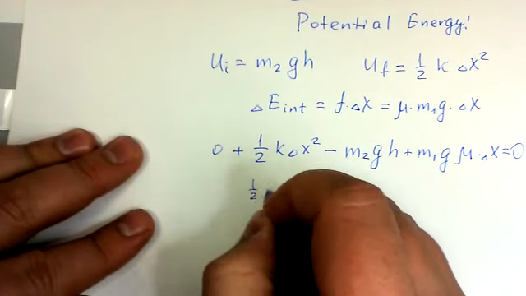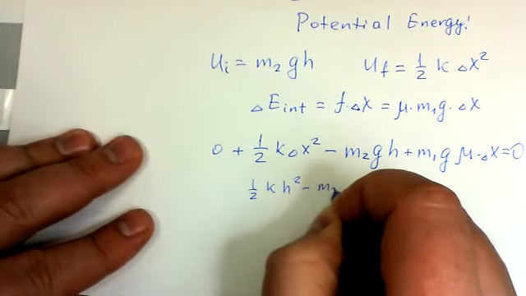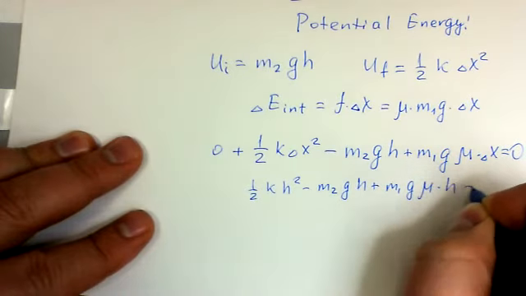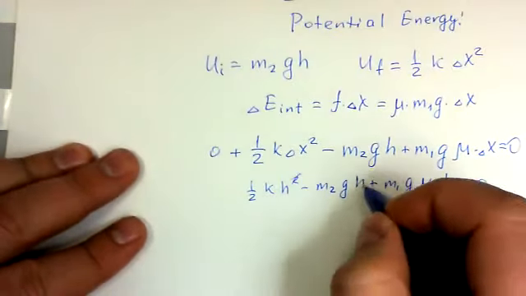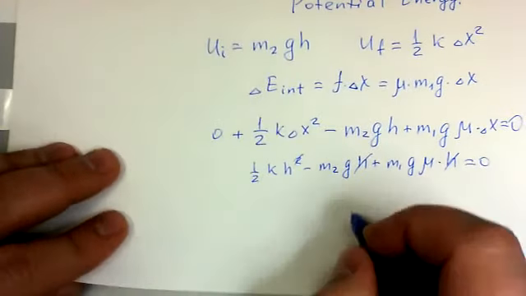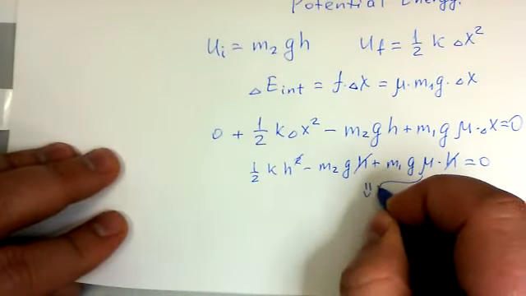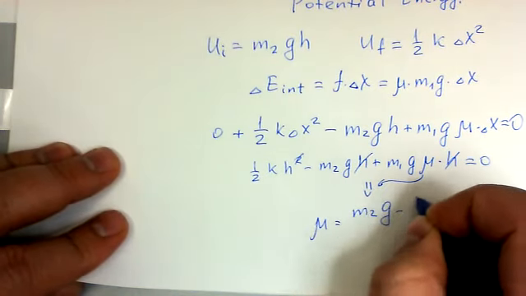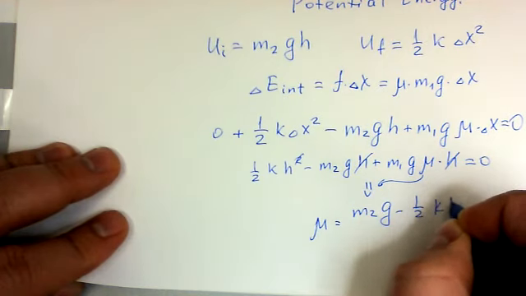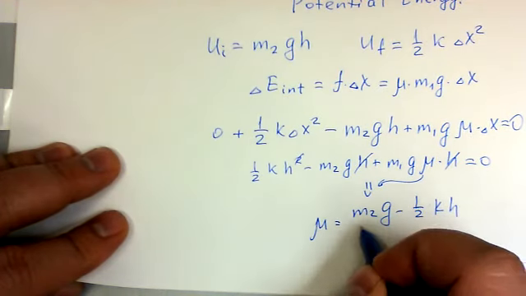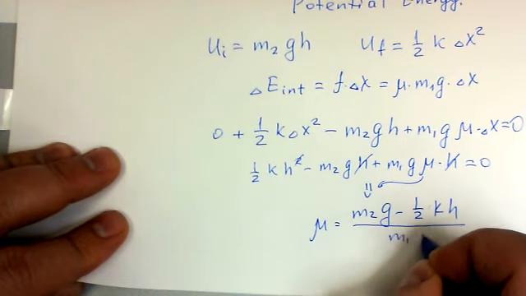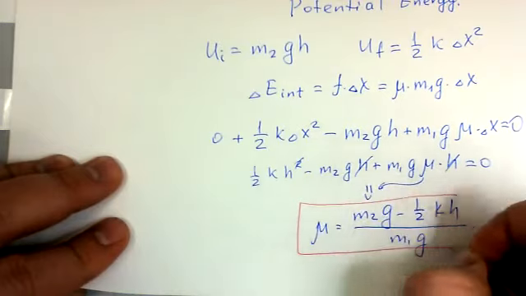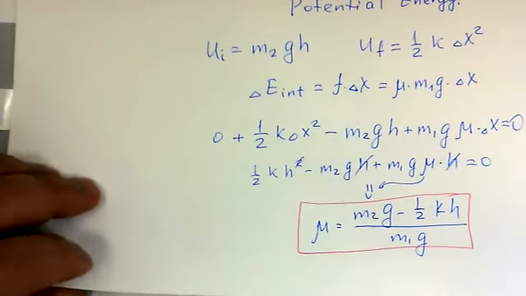So that will be just 1/2 k h squared minus m2g h plus m1g mu times h equals 0. You can cancel one h here, and from that we can express this mu. So mu equals m2g minus 1/2 k h, where k is the spring constant and h is the height, over m1g. So that's the answer. And there was also a correct suggestion from the chat box.